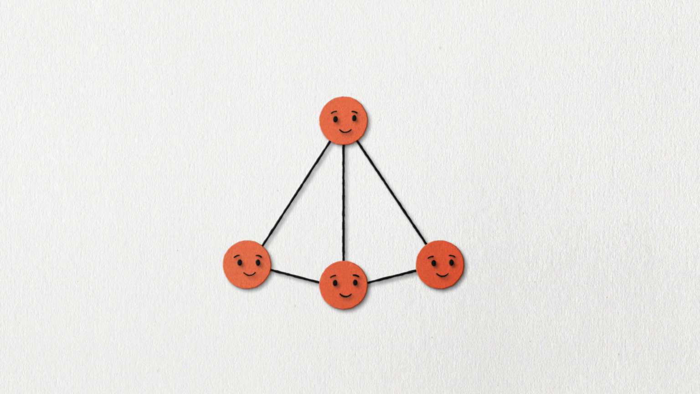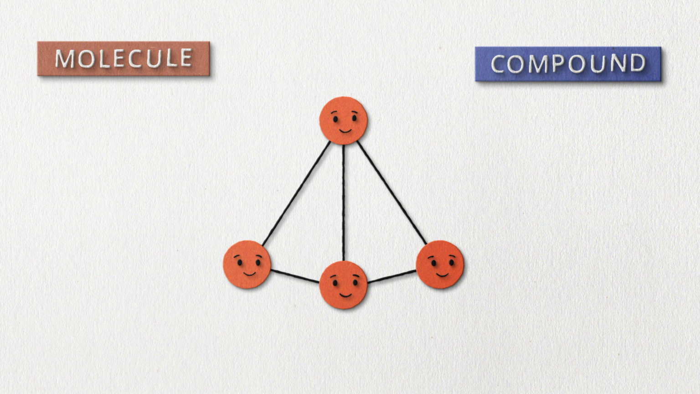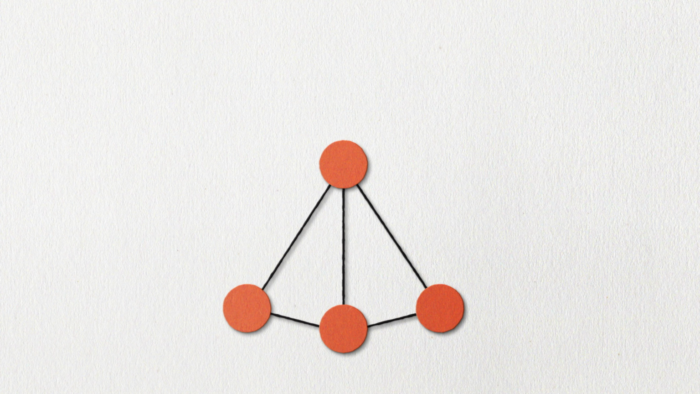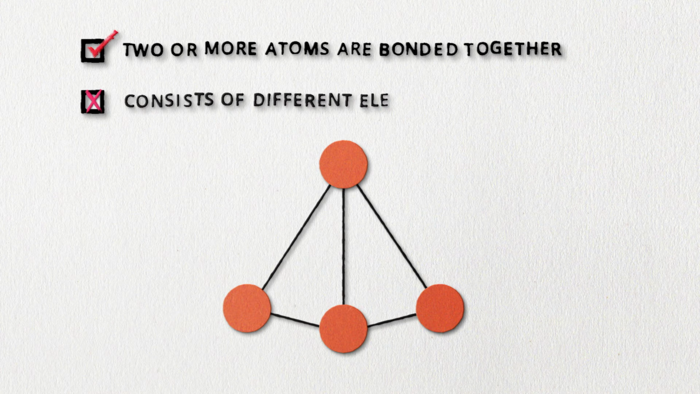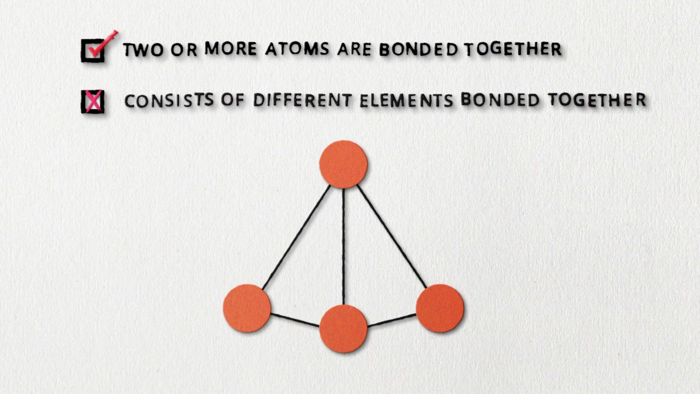Now we're going to look at phosphorus, or P4. P4 is a molecule, but not a compound. Because 2 or more atoms are bonded, 4 atoms are present, so it can be classed as a molecule. The atoms belong to the same element, all 4 atoms are phosphorus, so it cannot be considered a compound.